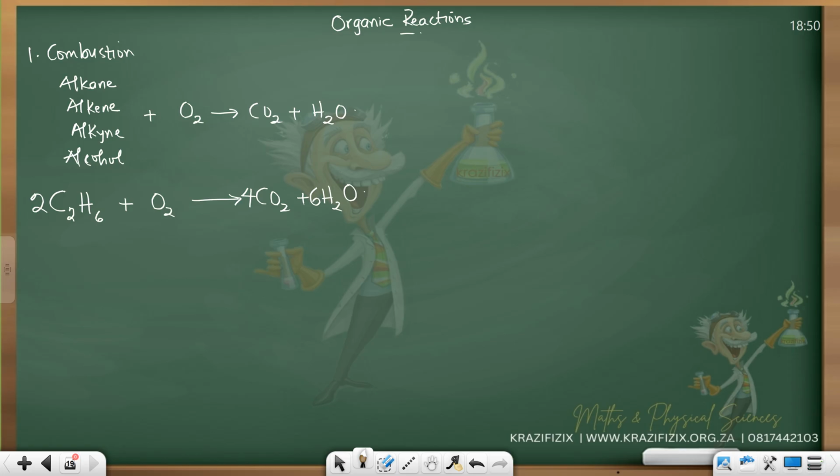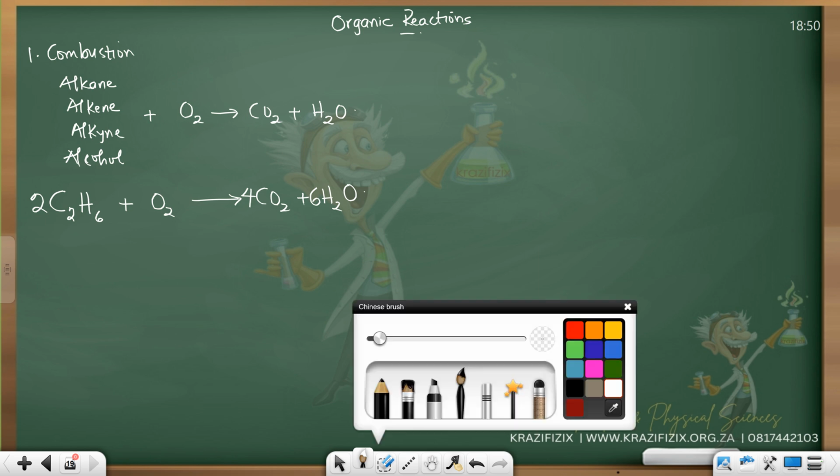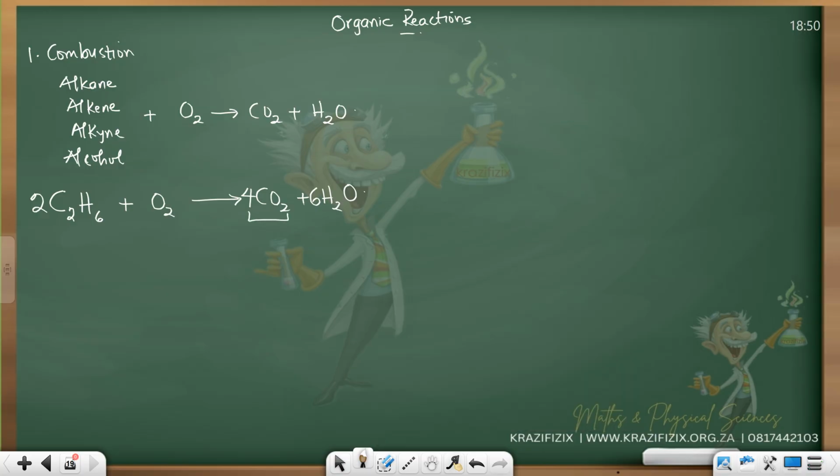Now, how do I get the oxygen? What I need to do is to look at my oxygen here. 4 times 2 is 8. And the 6, that's 14. So there are 14 oxygen atoms on the right-hand side. I have a 2 here. All I need to do is to put a 7. And it is balanced. So alkanes, alkenes, alcohols, all will combine with oxygen. Let's do one more, guys.